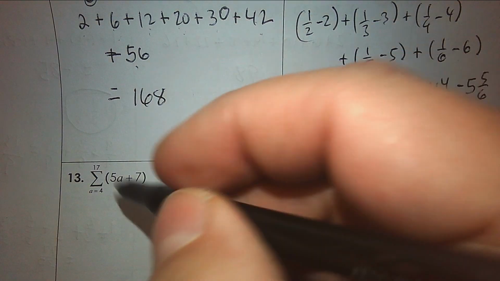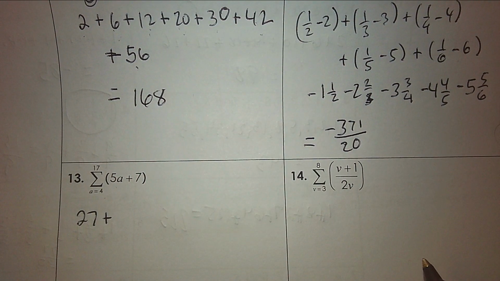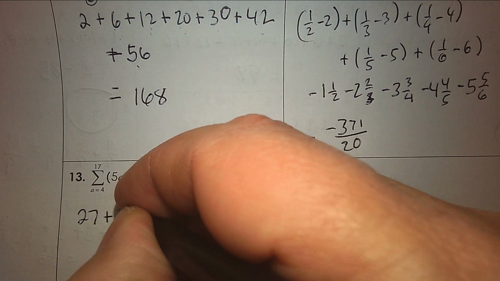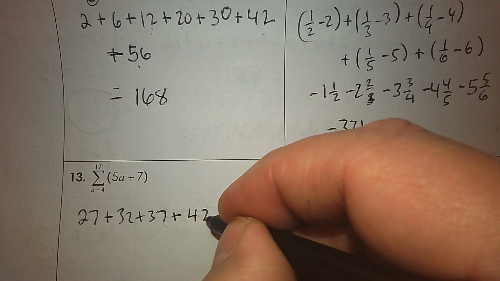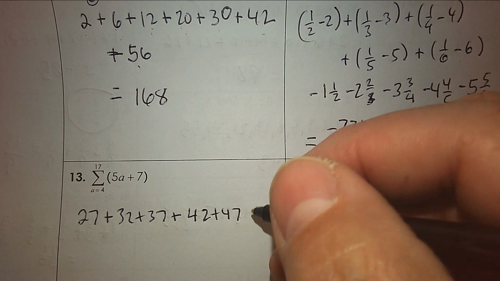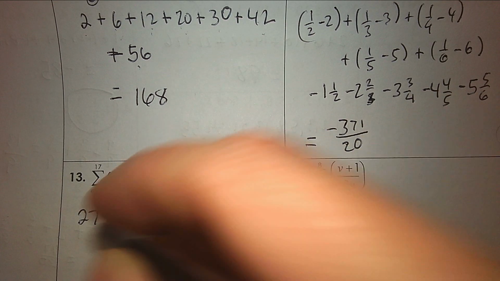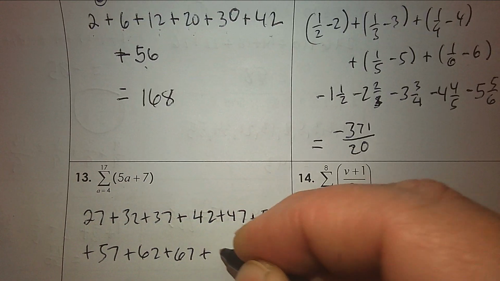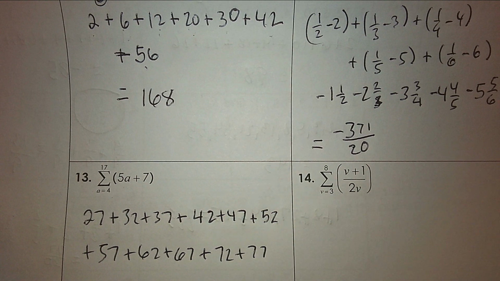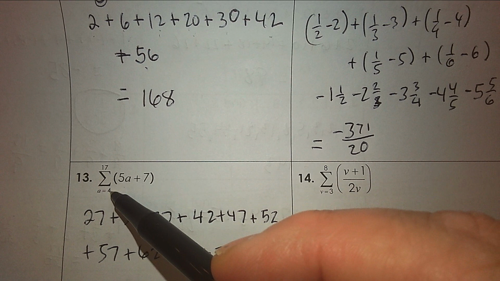So I'm first going to plug in 4, and I get 27, but I don't have to keep plugging in. I can just keep adding 5. So that's 32 and 37 and 42 and 47 and 52. There's a pattern here, right? 57, 62 and 67, 72 and 77. No, the last one I need, how many do I need? 17 take away 4 plus 1, 14 of them.